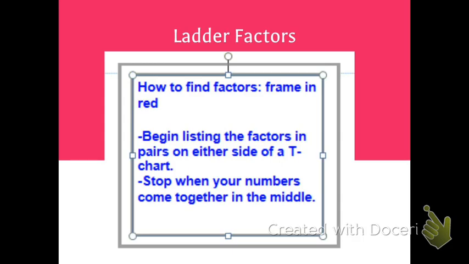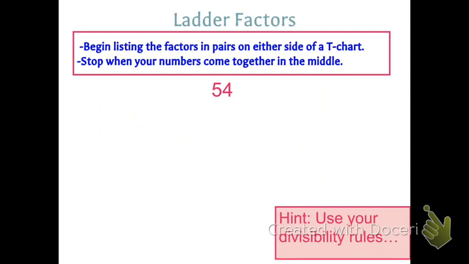First of all, frame this in red, and I'm going to read it while you're framing it. It says, begin listing the factors in pairs on either side of a T-chart. Stop when your numbers come together in the middle. Okay, so we'll talk about that in just a second once you've framed it in red.